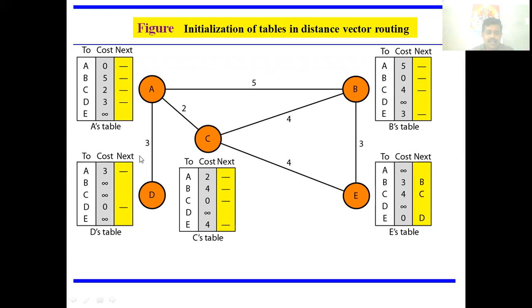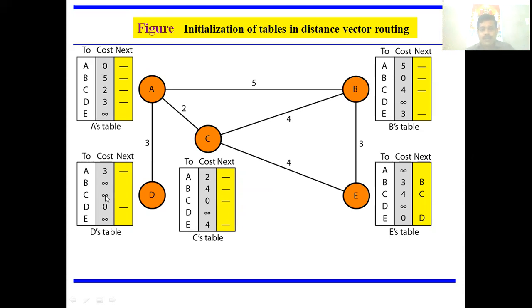A to D, the distance is 3. And E is not the immediate neighbor of A, so in the place of E, it is putting infinity. Now we are coming to D. D to A is 3. D is not directly connected to B, so infinity. D is not directly connected to C, so infinity. D to D is 0. D is not directly connected to E, so infinity.